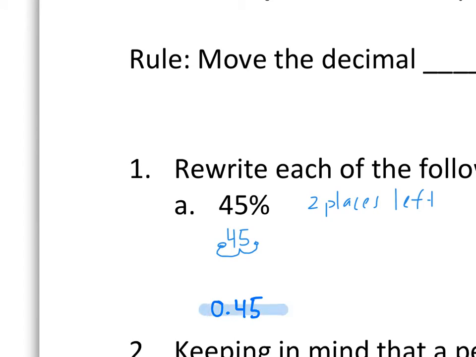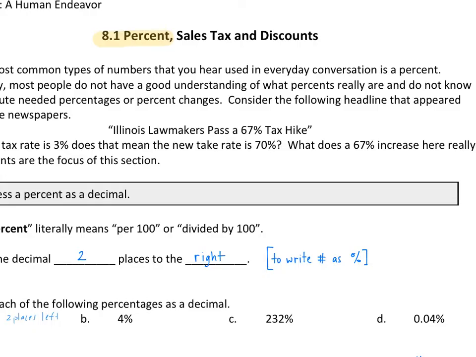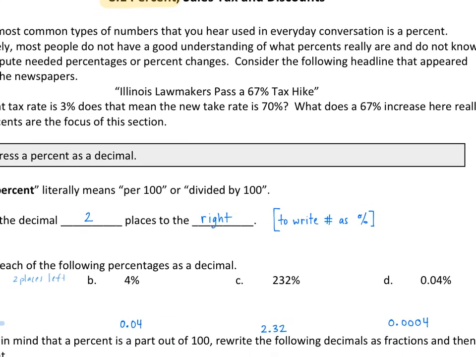What I want you to do is rewrite B as decimals and then come back and check how you did. Here's B, 4%, C is 232%, and D is 0.04%. As you go through and write each of these as decimals, let's see how you did.